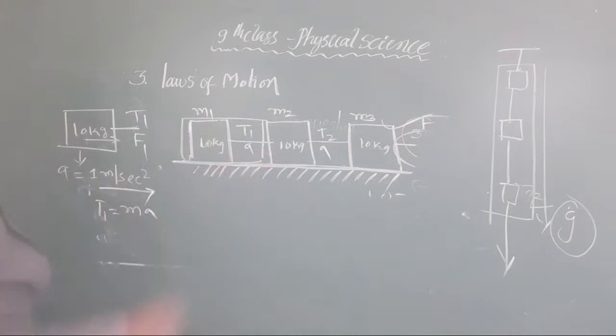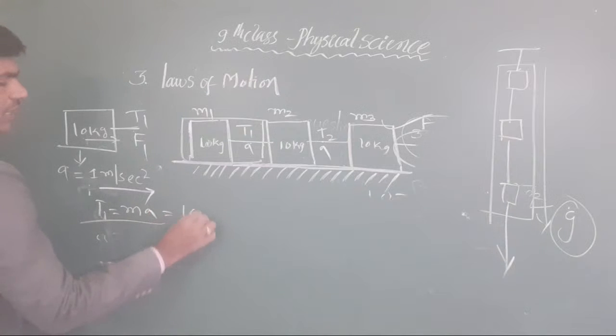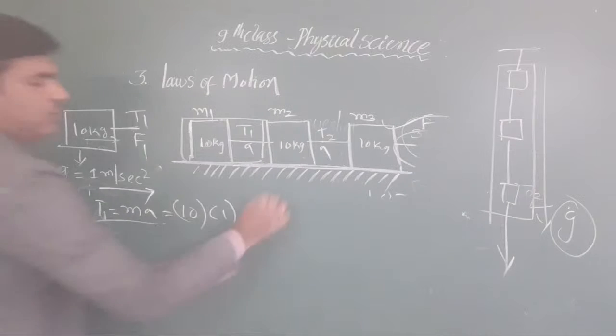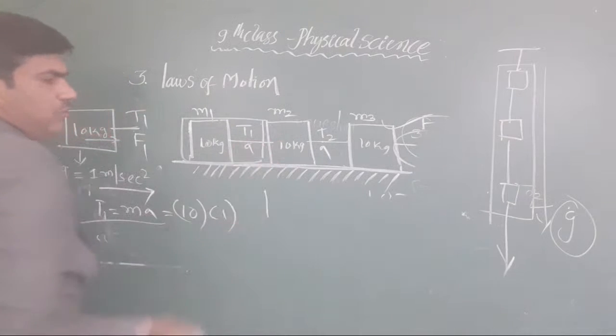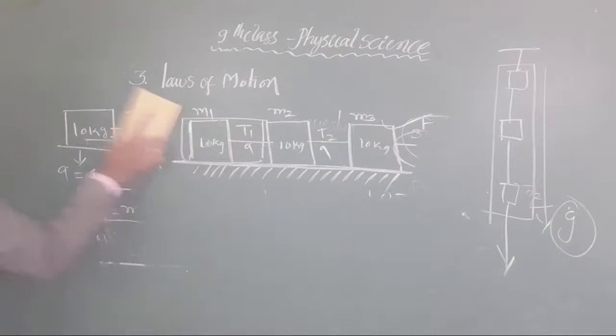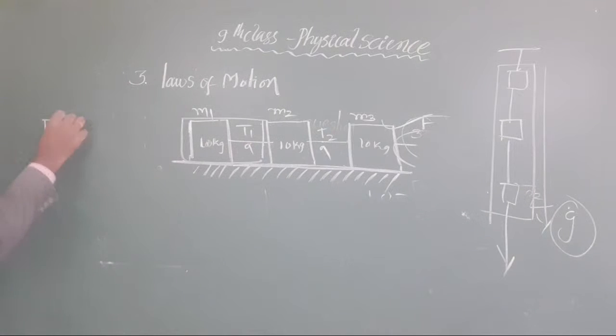Now it is horizontal, that's why horizontally tension is taken as MA. Now automatically it becomes 10 into 1. Then come to T2. When you take T2 here, at that time you take a part of it. Now like this you have to take both the things here, there is T1 and as well as T2.